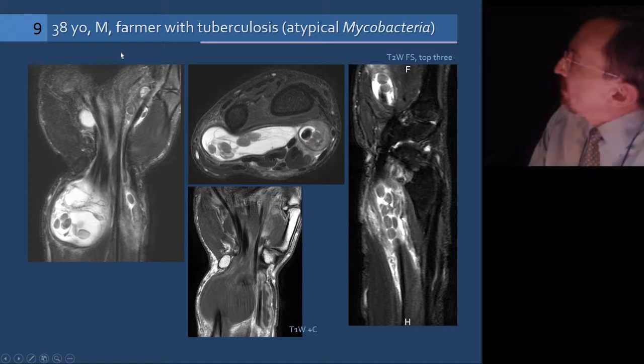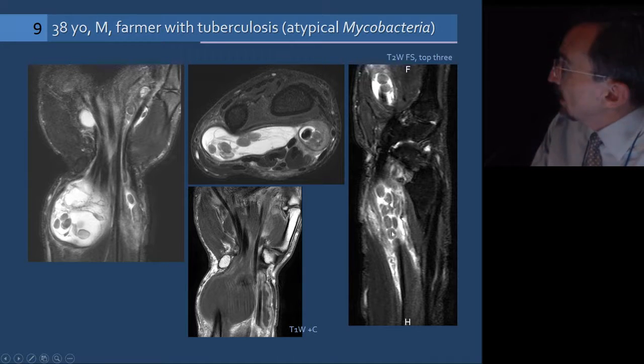This patient had tuberculosis with atypical mycobacteria. He was a farmer. And you can see that there is this extensive bursitis here on the volar aspect of the hand and also the wrist, also the distal aspect of the forearm.